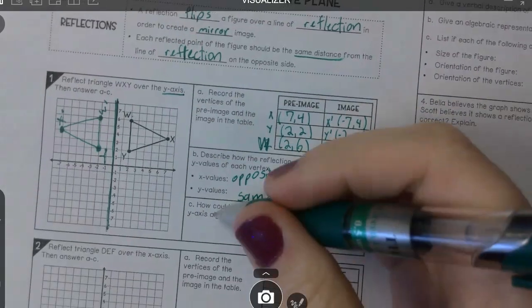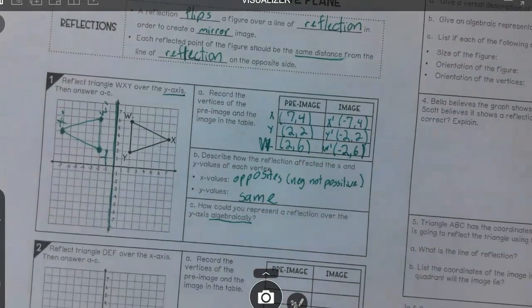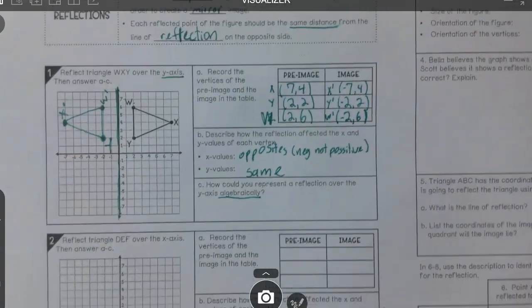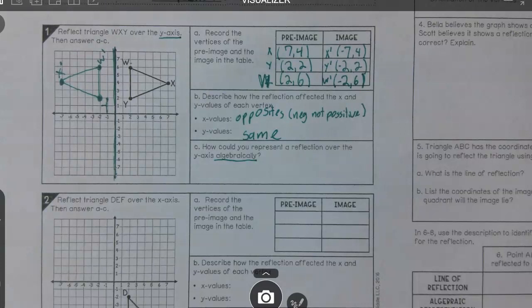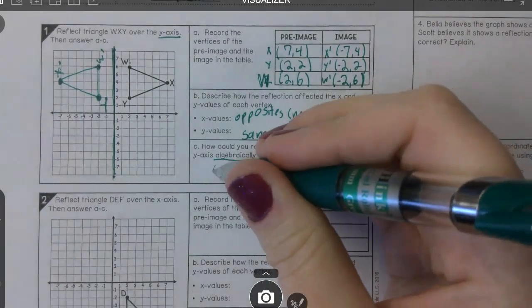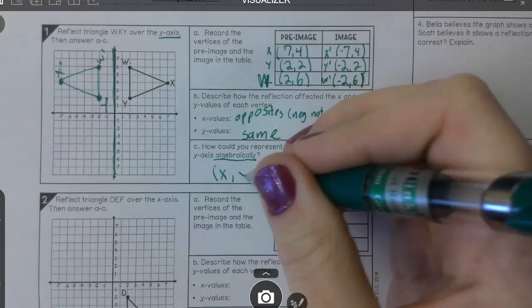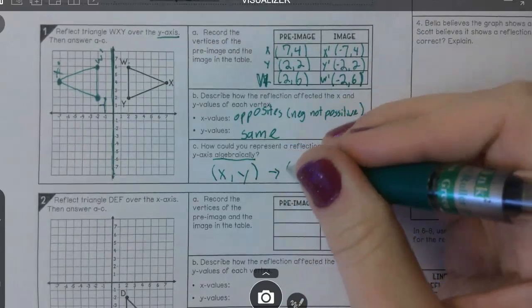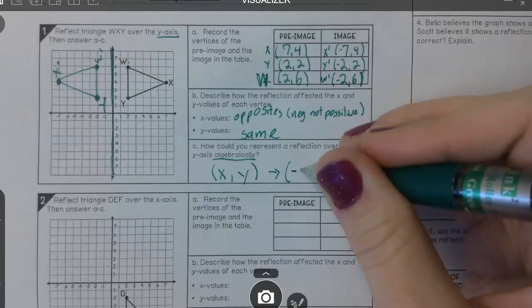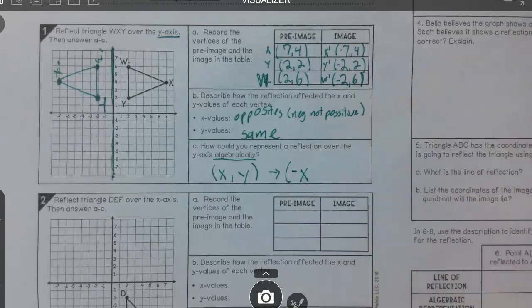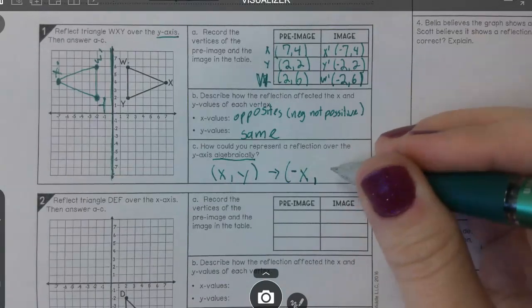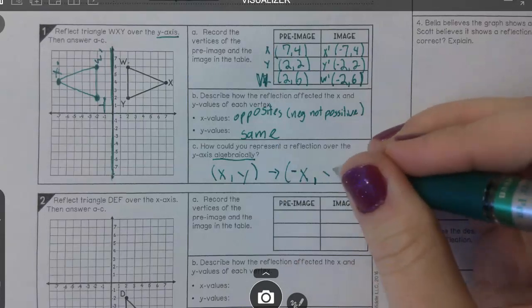Okay, so when we are representing this algebraically, again, this is what you would do if you write it in math language with symbols, kind of like how you would if you were coding it into a computer. Okay, we would say that (x, y) is going to turn into (-x, y). So if x was negative, now it's positive. If x was positive, now it's negative. We're going to just do the opposite. And y is going to be exactly the same.